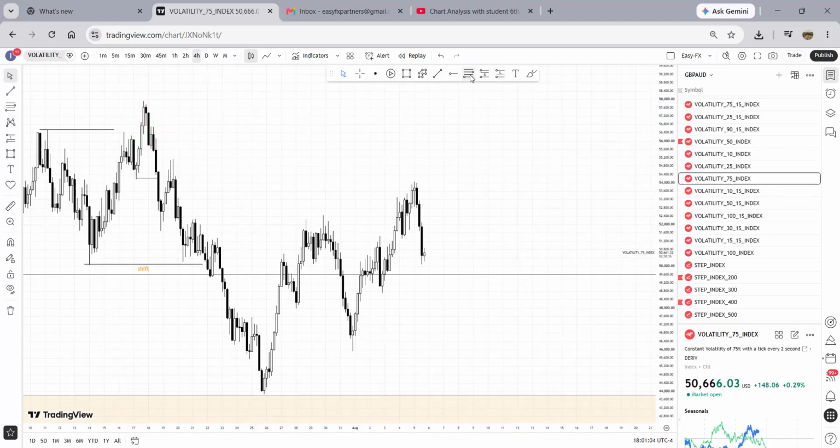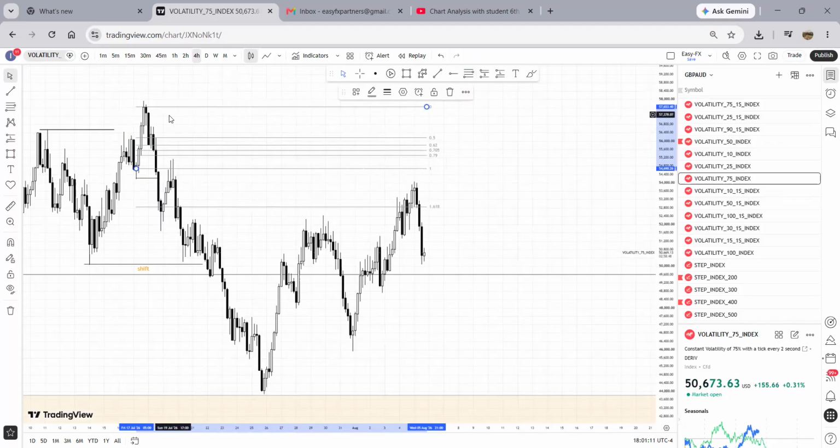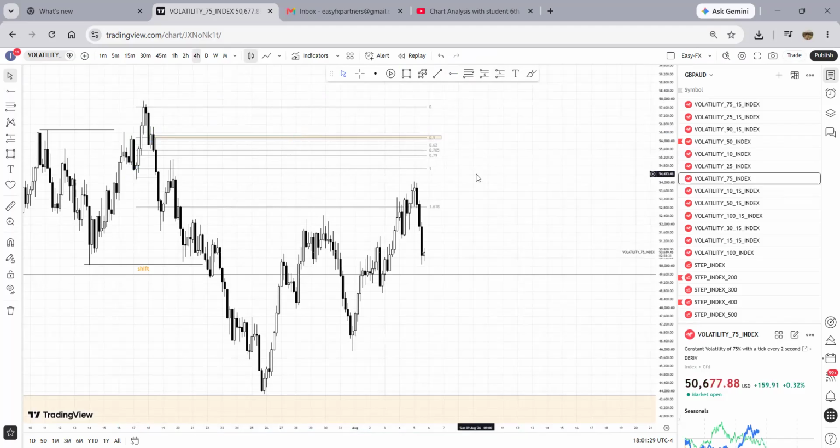Let me delete. So you mark from the lower body to the upper body, and then 50% is going to be the 0.5 area, which is here. That is where you are going to time your entry. You can use that for your entry, or you can decide to let market trade right back into this order block here. So that is what I think about Volatility 75.